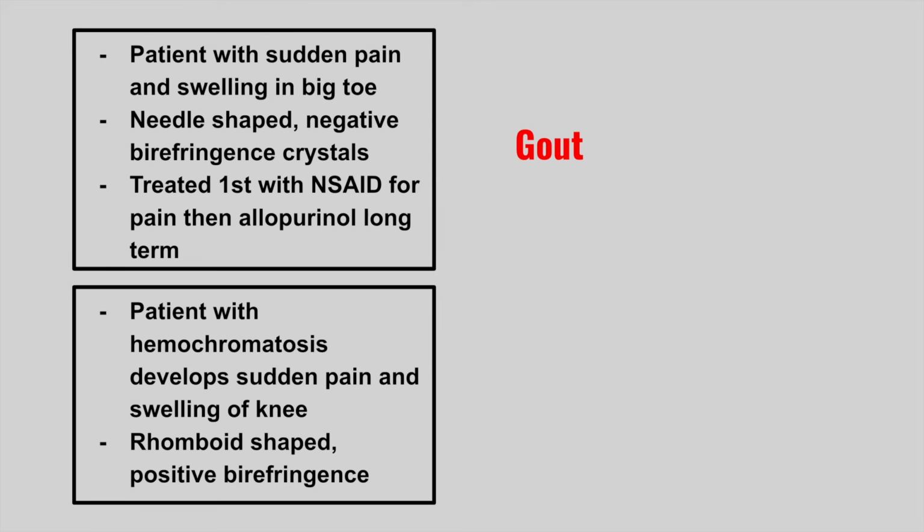Then next, we have a patient with hemochromatosis who develops sudden pain and swelling of the knee, and we see rhomboid-shaped positive birefringent crystals. So this is CPPD, calcium pyrophosphate deposition disease, also called pseudogout, and it tends to sometimes affect patients with liver issues, and here they like to compare gout and pseudogout, so remember the shape of the crystals here. Those are very important.